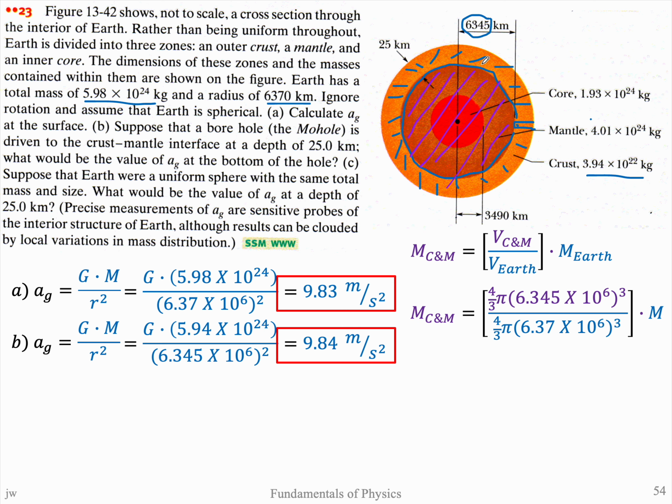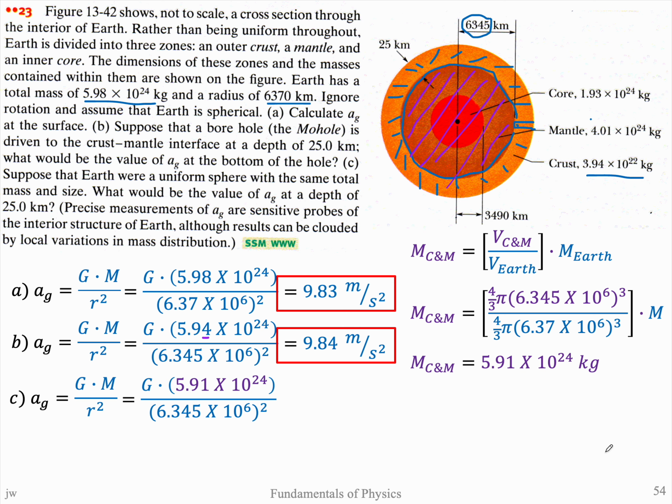Plugging it in, 4/3 pi r cubed over 4/3 pi r cubed times the mass. We'll discover that the mass of the core and mantle together, if it was uniform, would be 5.91 times 10 to the 24th. Notice that is slightly less than what we had here. If we plug that in, along with our radius now, we'll discover that if the Earth was uniform in density, yes, acceleration of gravity would drop as we went down towards the mantle and the core.